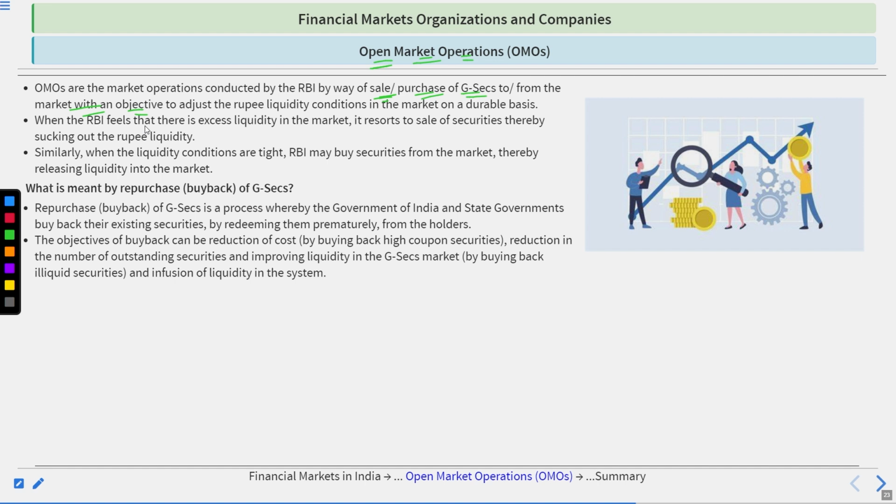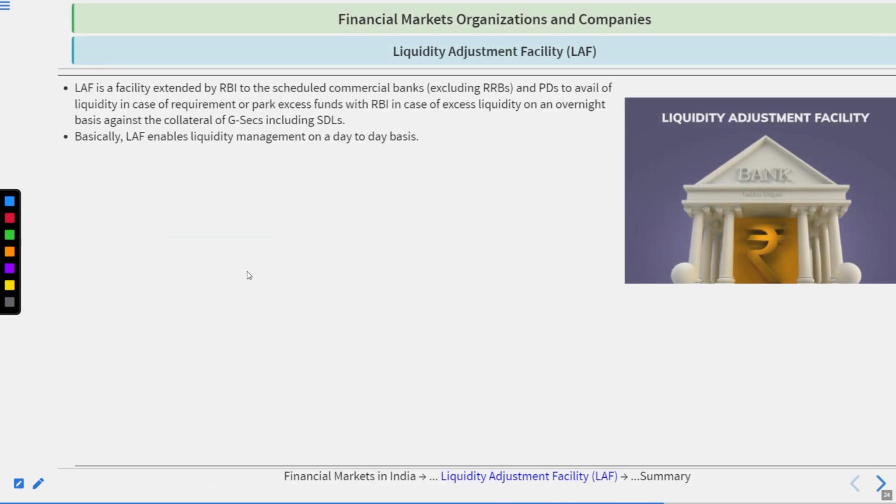into the market. Then, what do we mean by repurchase or buyback of G-Secs? Repurchase of G-Secs is a process whereby the Government of India and the state governments buy back their existing securities by redeeming them prematurely from the holders. Objectives of buyback could be reduction of cost by buying back high coupon securities, reduction in the number of outstanding securities, improving the liquidity in the G-Sec market by buying back liquid securities, and infusion of liquidity in the system.